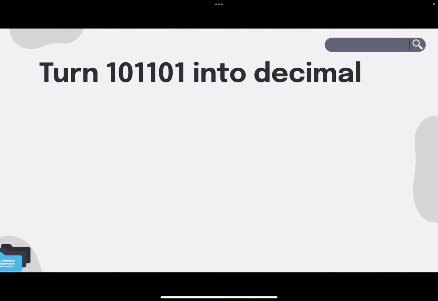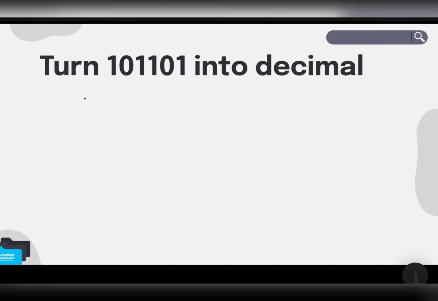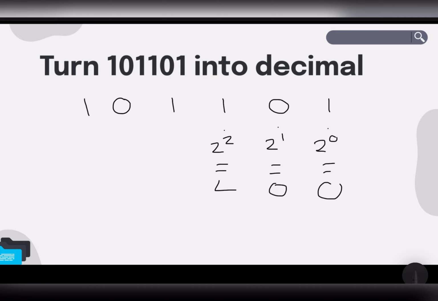Turn 101101 into decimal. If you want to do it yourself, pause now. So first, you need to separate each binary digit by itself, and you multiply each one by 2^n, with n being the position from right to left, starting at 0. So the first one is multiplied by 2^0, as it is the first position. Then 0 times 2^1, which is also 0. 1 times 2^2, which is equal to 4.